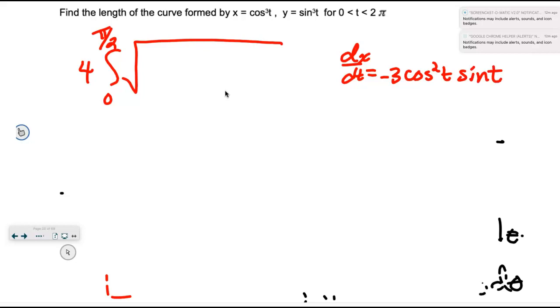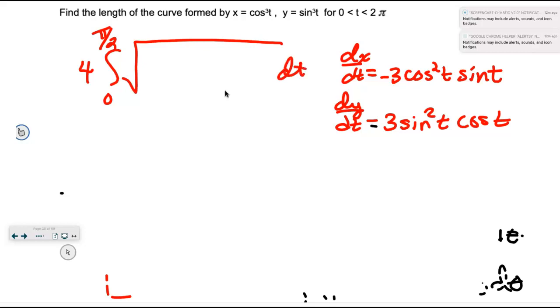Watch my mechanics. There's a lot of them today. So that's the derivative of x. My derivative of y, I'm going to do right beneath it here, would be 3 sine squared t cosine t. Are we good with that? Am I going too fast? Nothing here is really particularly difficult yet, except for the formula. So I'm supposed to square these. I'm going to do it down here.